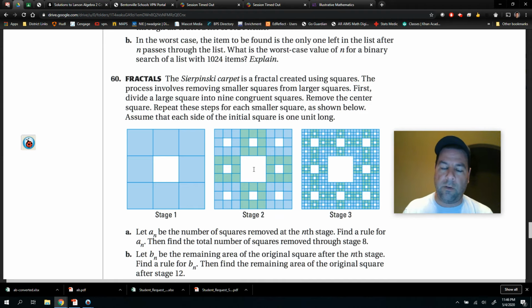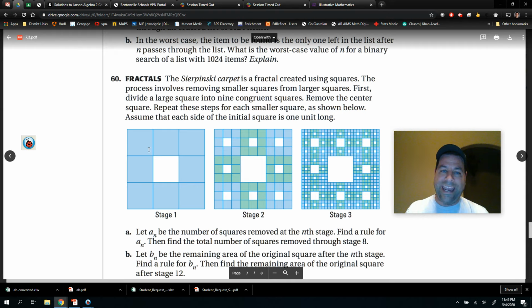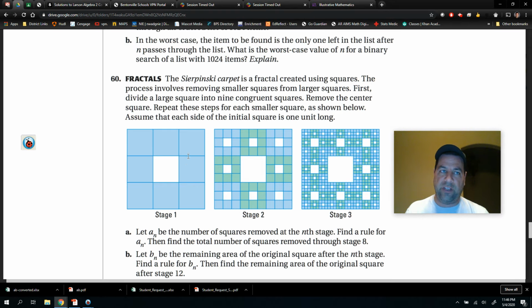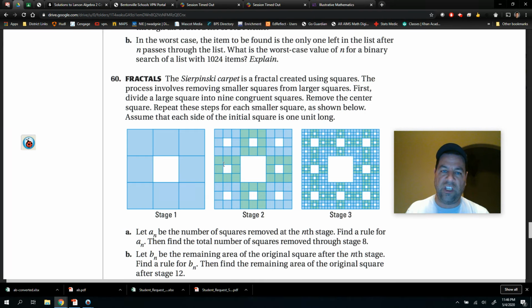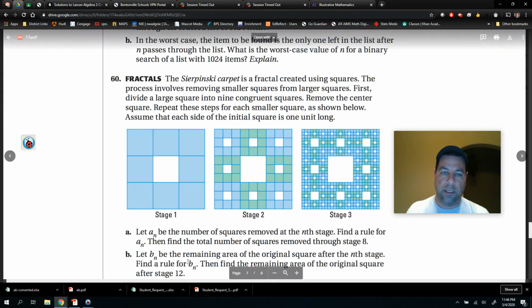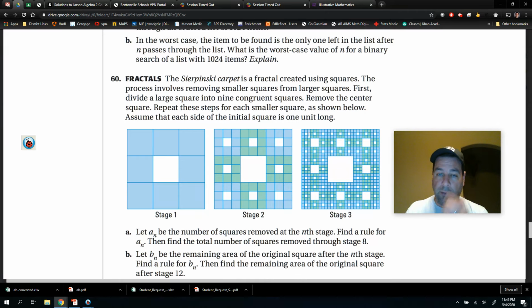Are y'all kind of with me? Let's go over that again. There is 8/9 left in stage 1. In this stage, there are 64 out of 81 left. That's what we're supposed to be doing: find the remaining area. And so out of this one, remember how many I removed now? This is 1/9.